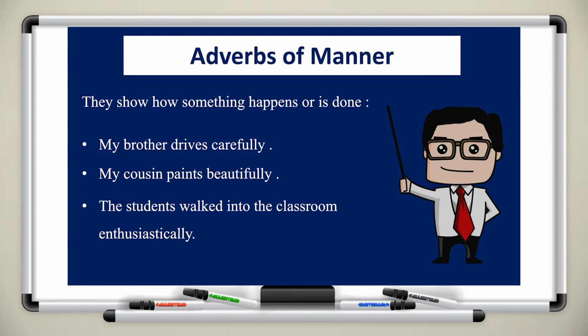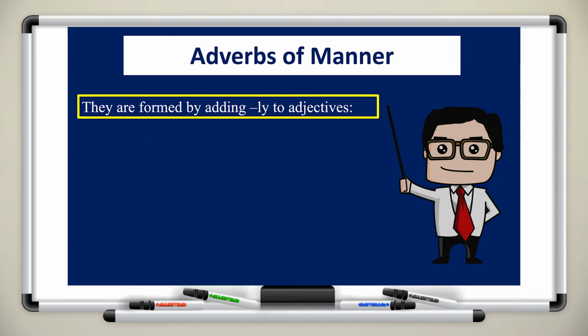Let's look at the first sentence. My brother drives carefully. The second sentence we have here is my cousin paints beautifully. The students entered or walked into the classroom enthusiastically. These all show how something happens or how something is done. Let's look at how we form adverbs of manner.